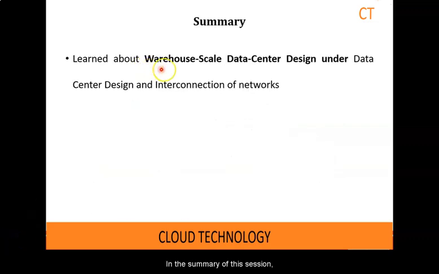As a summary of the session, we learned about warehouse scale data center design under data center design and interconnection of networks.